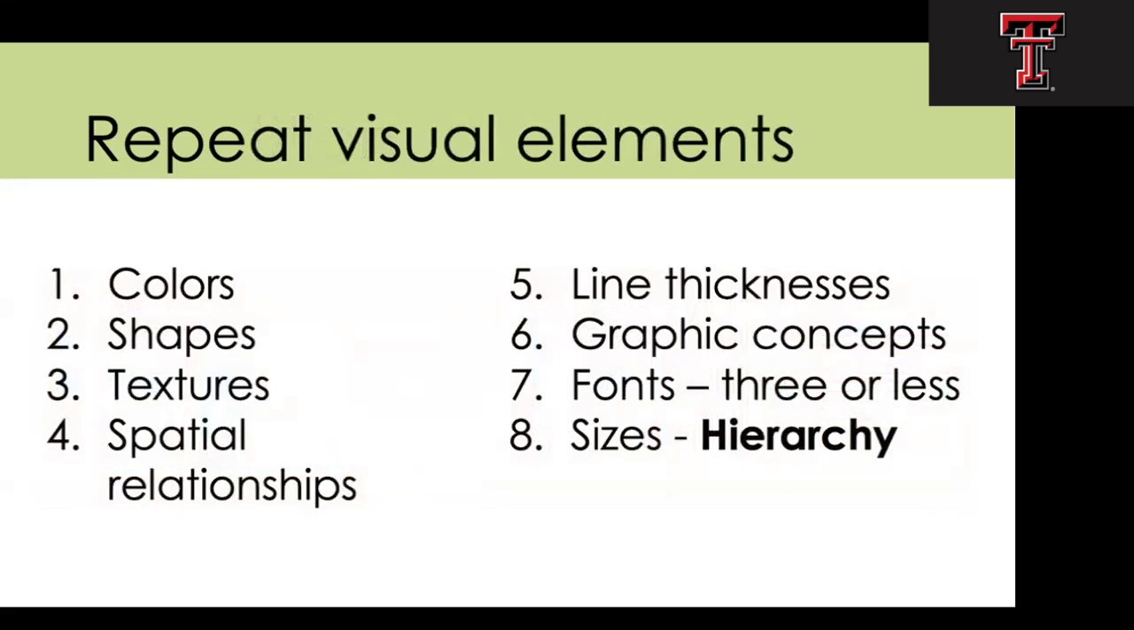So whenever you're doing repetition, it's repeating the elements. You can repeat colors, you can repeat shapes and textures, spatial relations: how close is something to another thing? How is it on the same line? Is it all kind of in alignment? The line thickness, you saw how much of a difference that made on those examples. And just the concepts altogether. If you're going to use straight lines on one, you've got to use straight lines on them all.